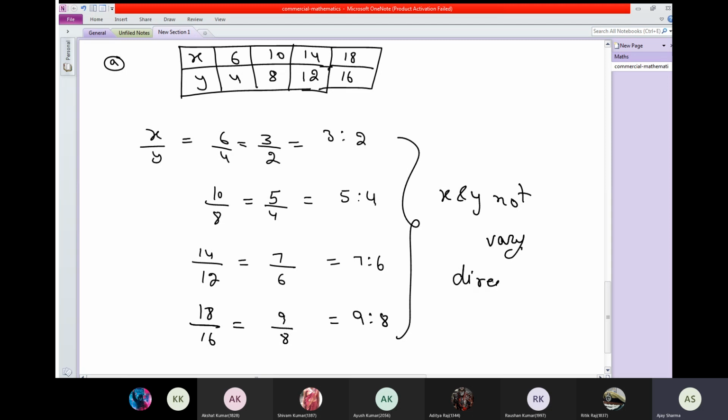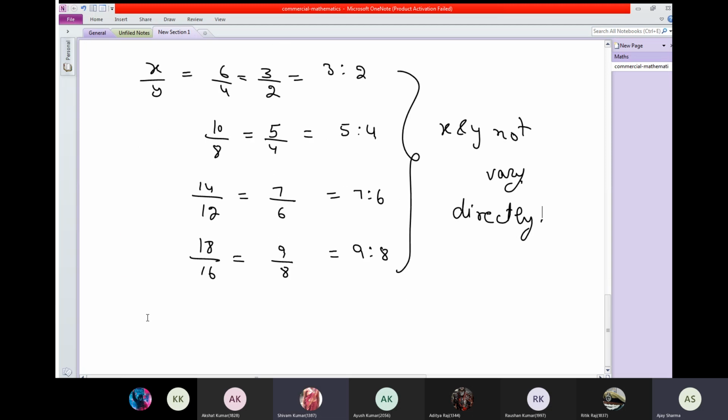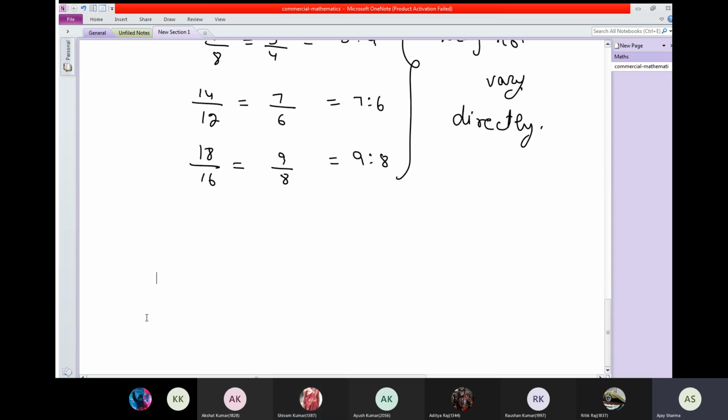Clear? Not vary directly. If their ratio is the same, then they vary directly. Now their ratio is not the same, so they cannot vary directly.